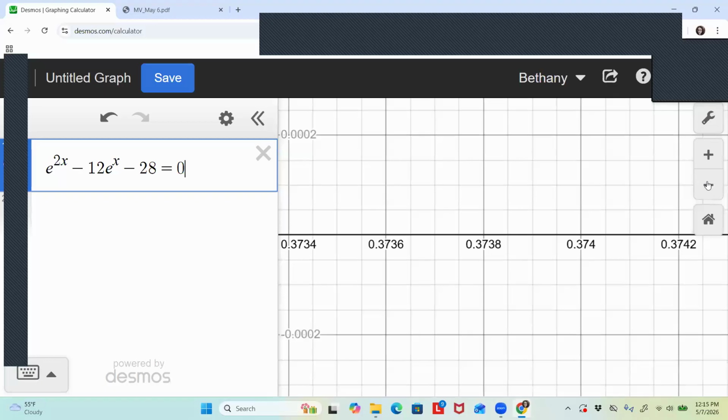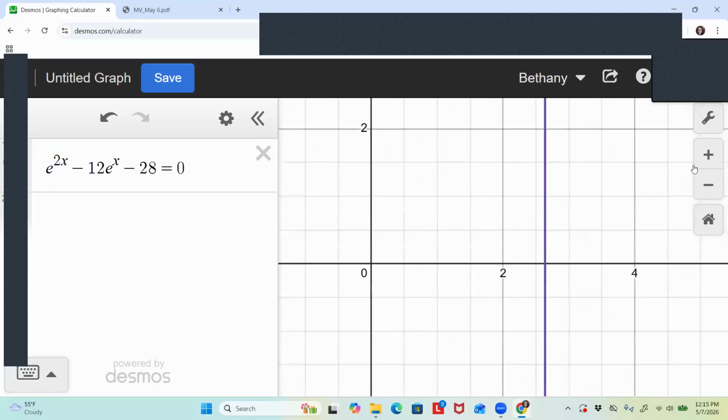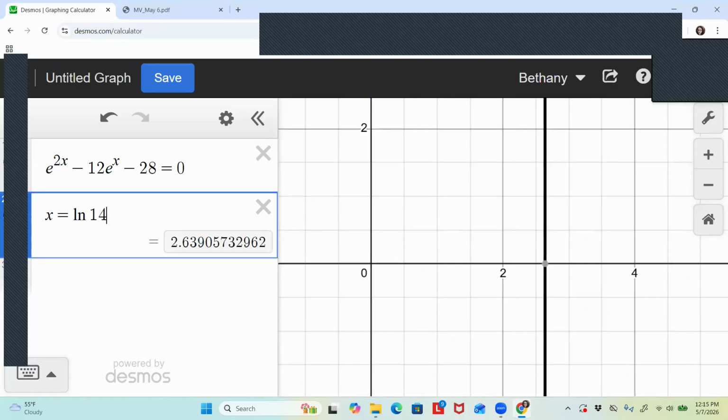And we should see a line at wherever I said natural log 14 was. Yep. And then let's go like this. X equals natural log 14, and it should cover up the blue line. Yes, we're good.